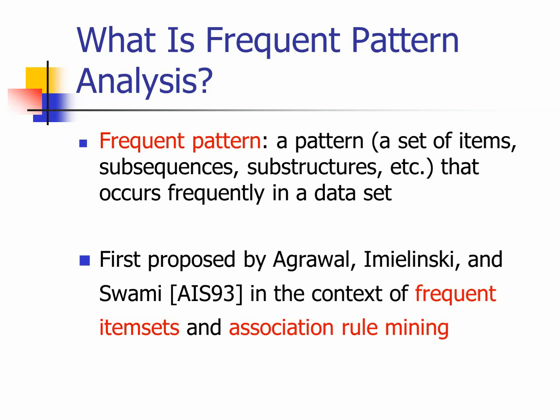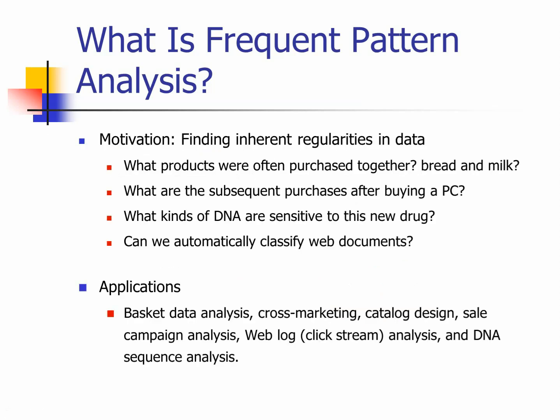Compared with clustering, the k-means clustering algorithm, this algorithm is actually much younger. In 1993, it was first proposed, in the context of frequent items and association rules mining. So what is the motivation of finding association rules? The motivation is basically finding inherent regularities in the data. So for example, what products were often purchased together?